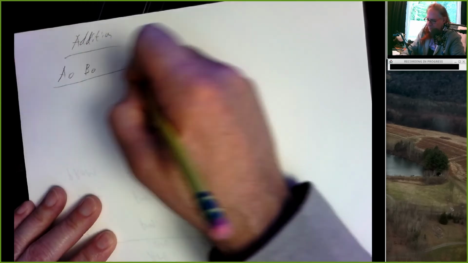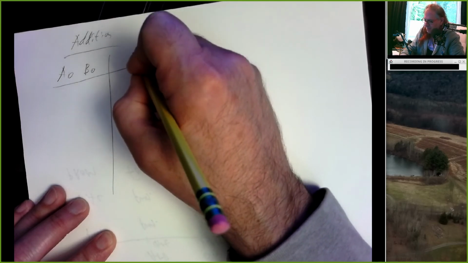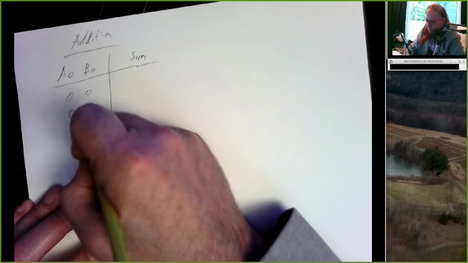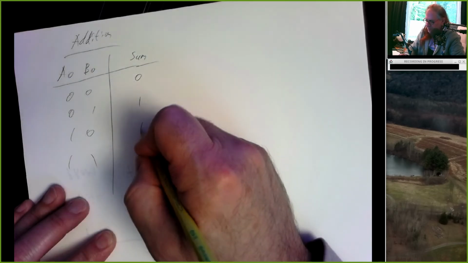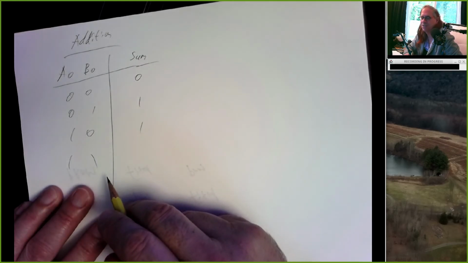So I'm going to have 2 inputs. I'm going to call them A0, B0, and I'm going to have an output called a sum. 0 and 0 is 0. 0 and 1 is 1. 1 and 0 is 1. 1 plus 1 is a little tricky.